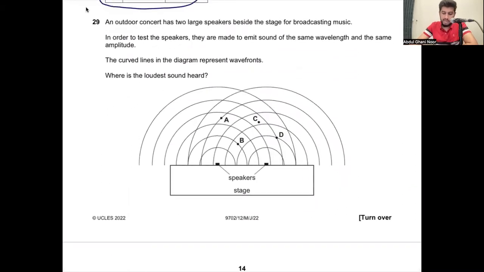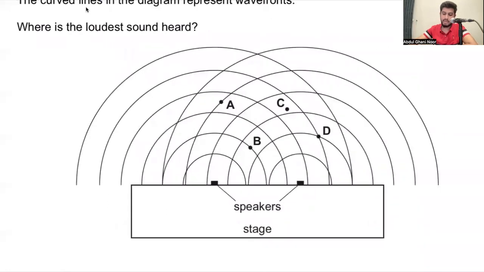29. An outdoor concert has 2 large speakers beside the stage for broadcasting music. In order to test the speakers, they're made to emit sounds of the same wavelength and the same amplitude. The curved lines in the diagram represent wave fronts. Where is the loudest sound heard? The loudest sound would be heard where the crest meets the crest or the trough meets the trough, where you'll get constructive interference. So at A, crest meets trough, incorrect. At B, crest meets trough.